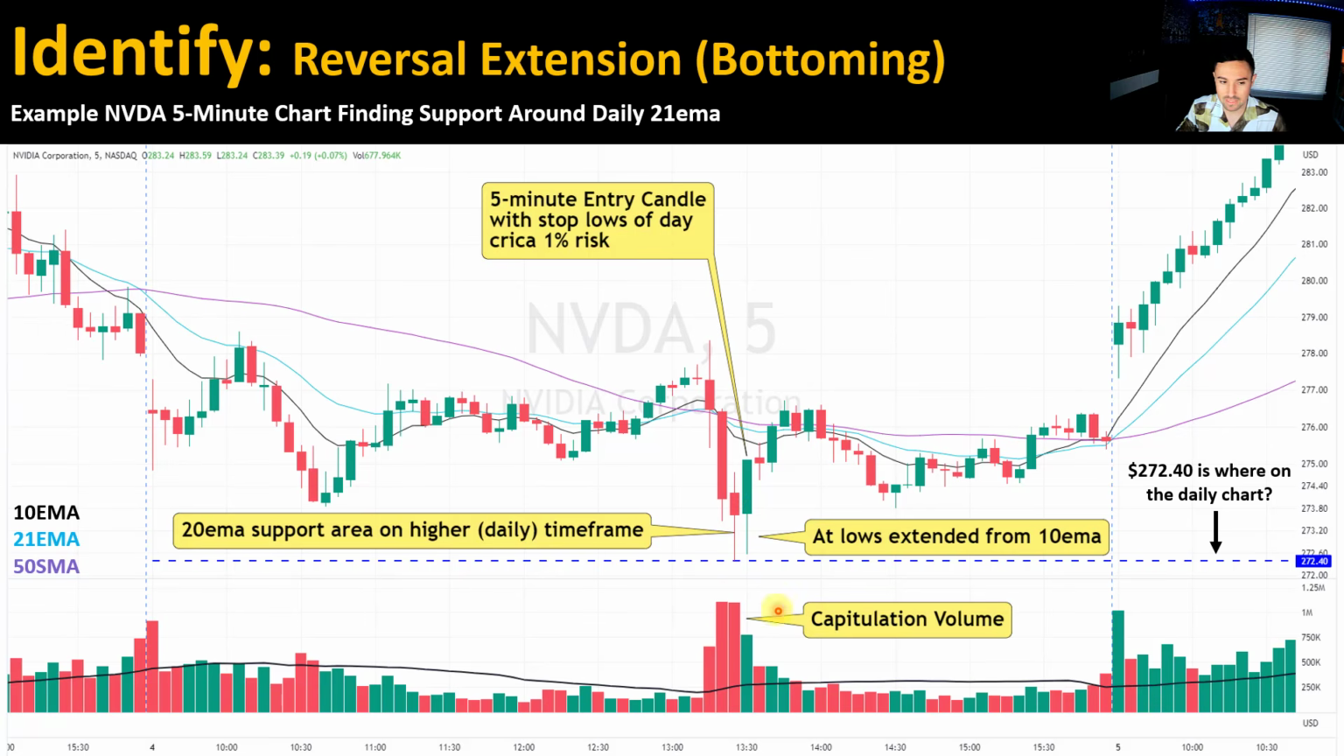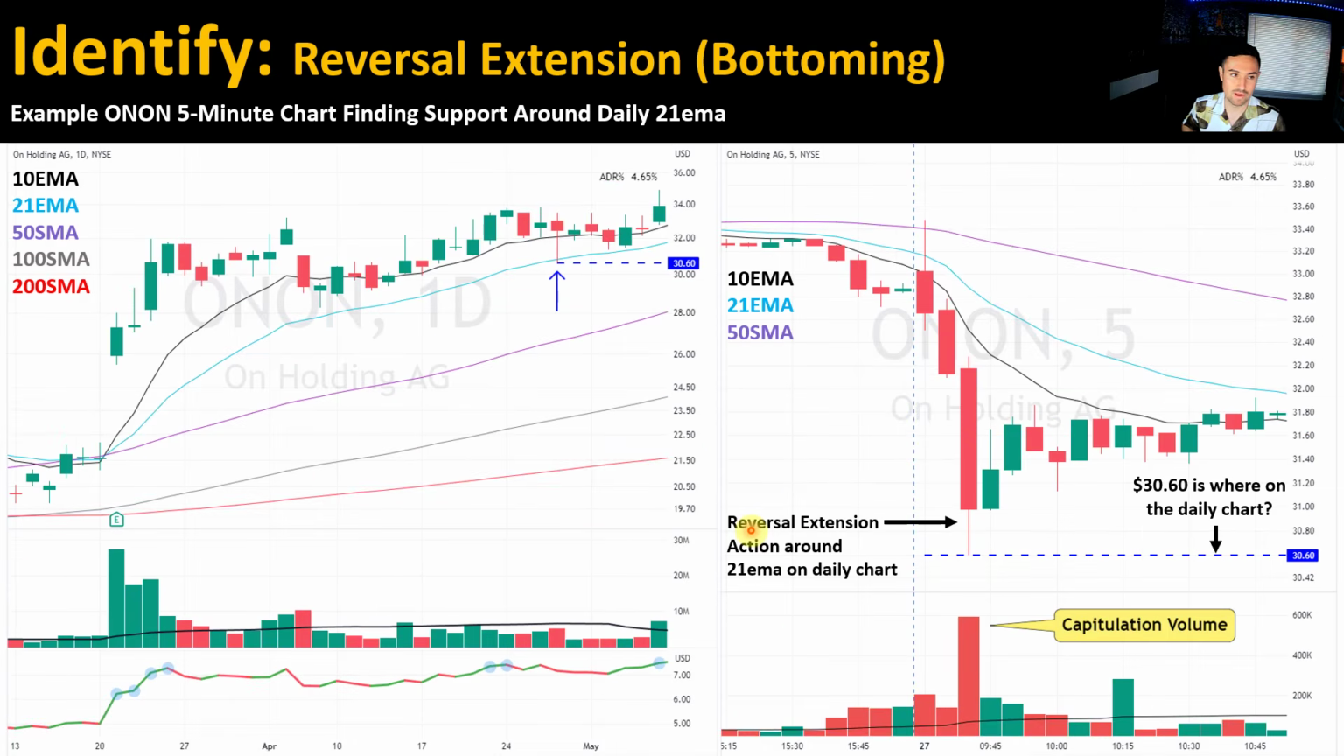So demand tails coming down, and look at the high relative volume. The stock on the higher time frame is finding supportive action around the 21 EMA, which is an area we know leading stocks tend to be supported. So this here is the reversal extension. This will all make a little bit more sense as we do some more reps and sets.